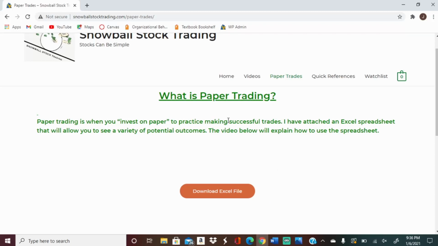Okay, so I'm going to be showing you guys how to use the Excel file here on the paper trades tab. What is paper trading? Paper trading is when you essentially invest on paper to practice trading. It's so you don't have to waste money trying to get better at trading.